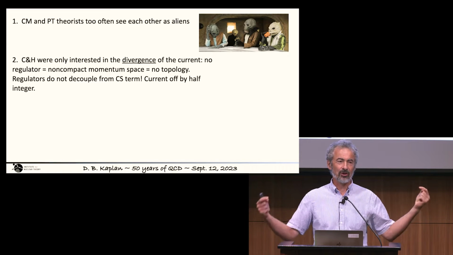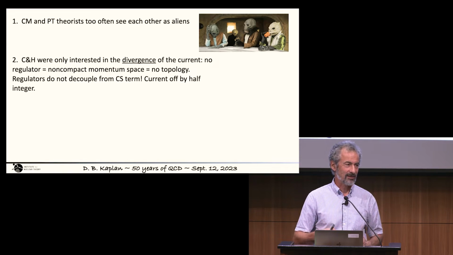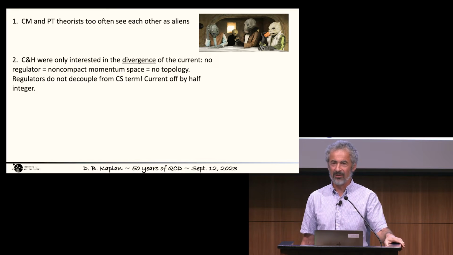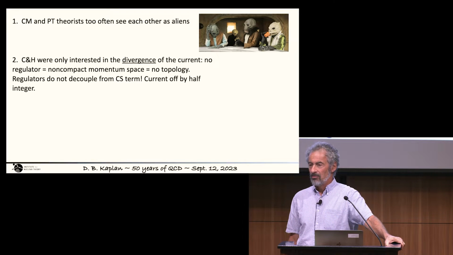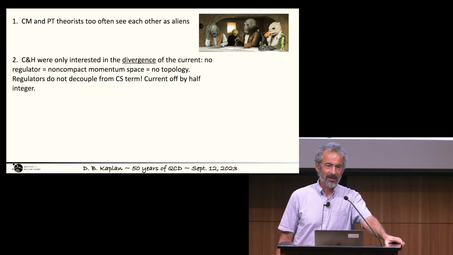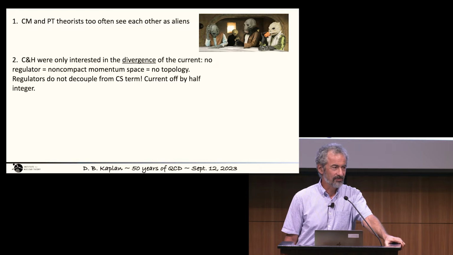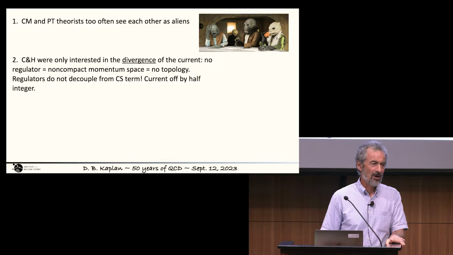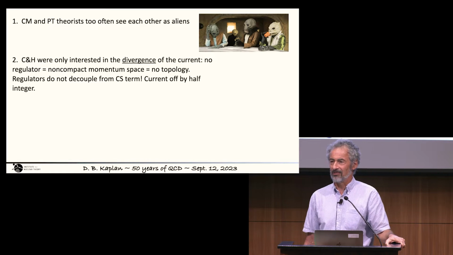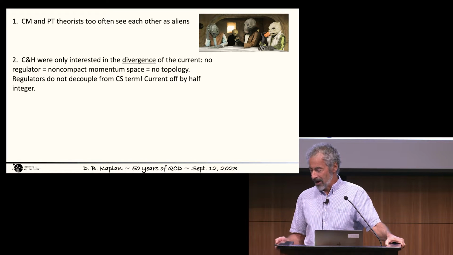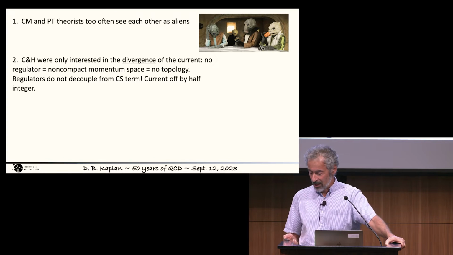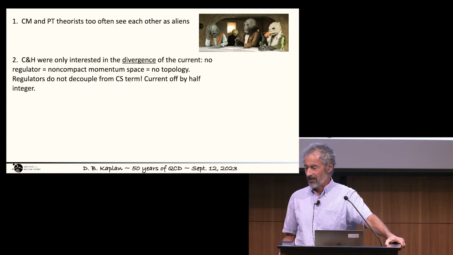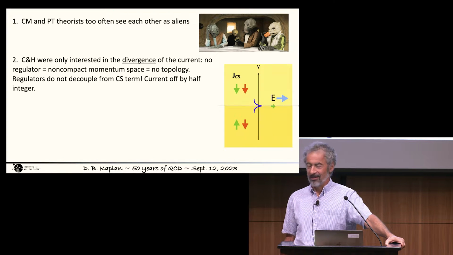More technical reasons: Callan and Harvey were interested in the divergence of the current because they wanted to show that the current coming in had the right divergence to cancel the anomaly on the edge. Because of that, they were looking at something finite. They didn't have to think about a regulator, so they didn't put a regulator in. If you don't put a regulator in, you don't have a compact momentum space and there's no topology. So regulators don't decouple from the Chern-Simons term. In fact, the number they get for the current is off by half.